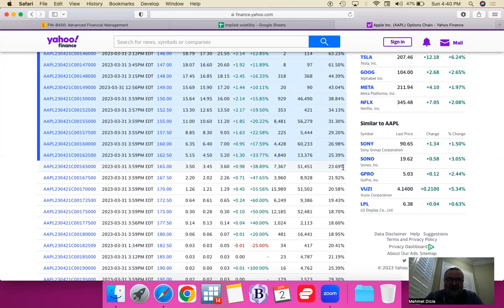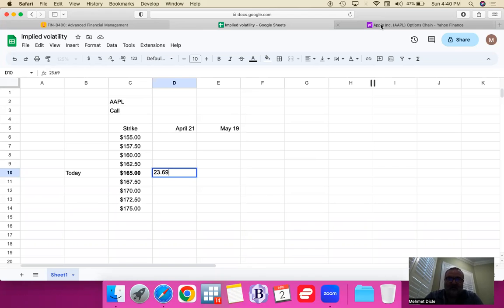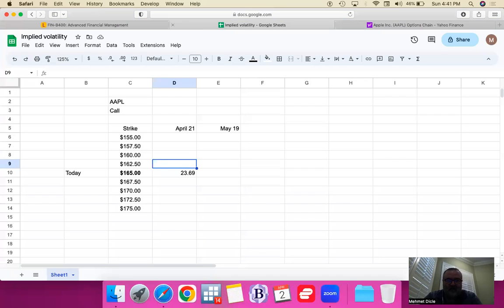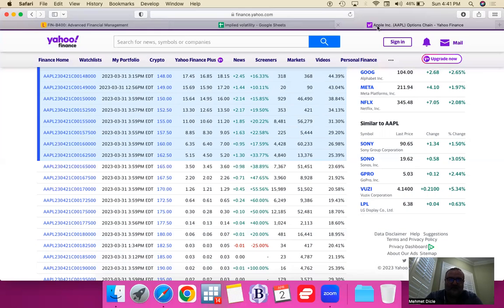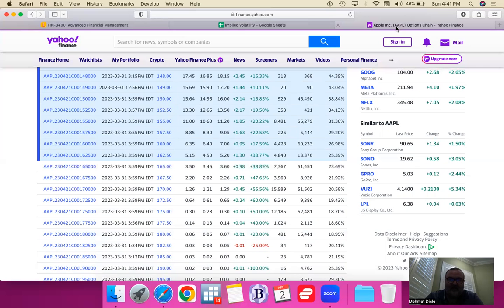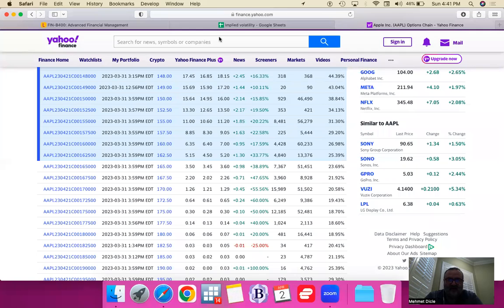So the implied volatility for 165 is 23.69. It's a percent, but I'm not going to use the percent sign. Just leave it at that. And then just so that the chart doesn't look too crowded, 162.5 is 25.39. And then 160 is 26.98. Notice how the implied volatility is increasing as we go in the money. Then 157.5 is 29.20, and 155 is 31.30.